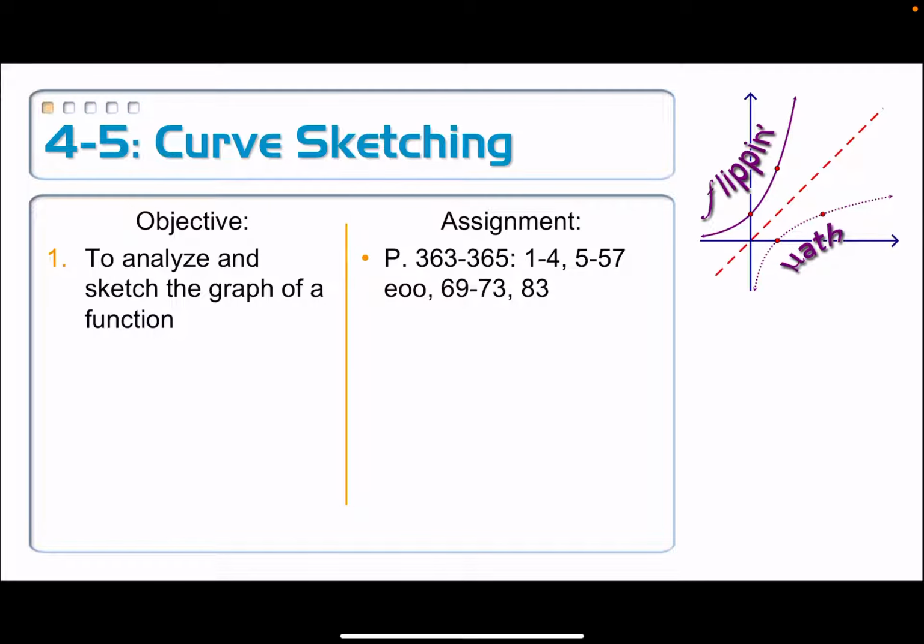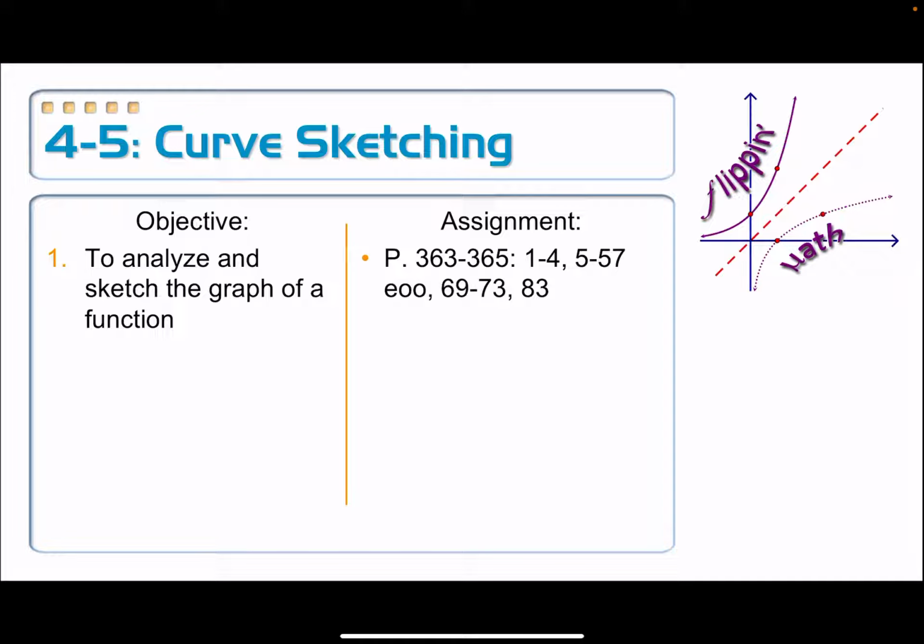For this lesson on curve sketching, we hope to analyze and sketch the graph of a function. Specifically, we want what's called a complete graph. A complete graph kind of sounds like an oxymoron. How can you have a complete graph of something that's infinitely big, talking about domain and range?